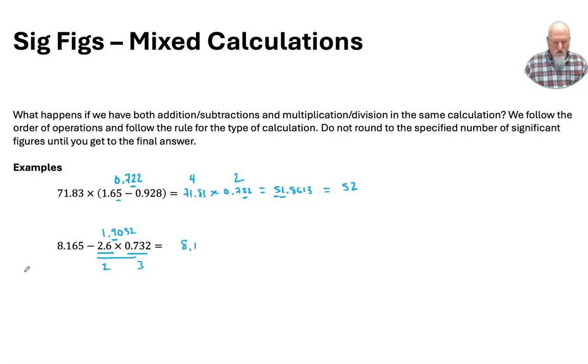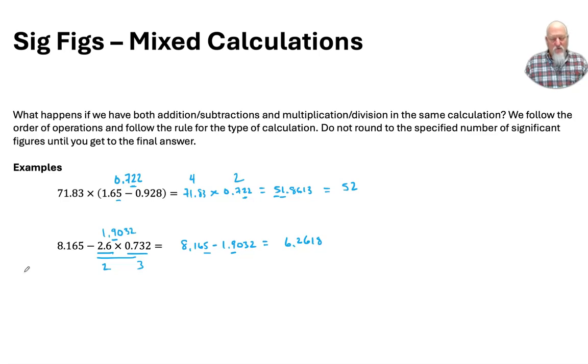So now I've got 8.165 minus 1.9032. I'm going to mark the 9 because that's where my number should end. So 8.165 minus 1.9032, I get 6.2618.